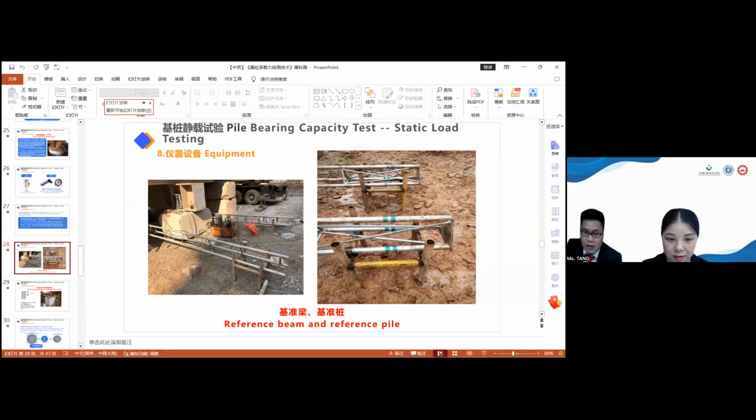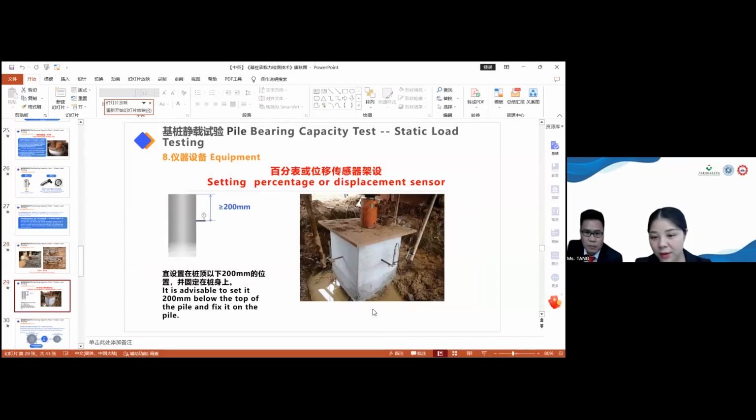The connection between this reference beam and the reference pile is that one end is fixed and the other end is simply supported. Here, as you see, is the pile cap, but in addition to this kind, we can also have a steel stirrup to wrap up this pile.